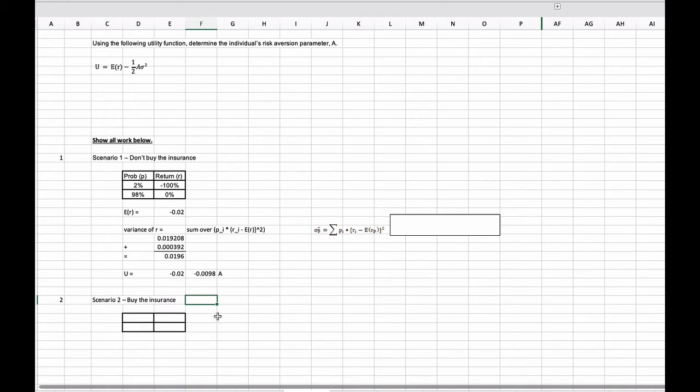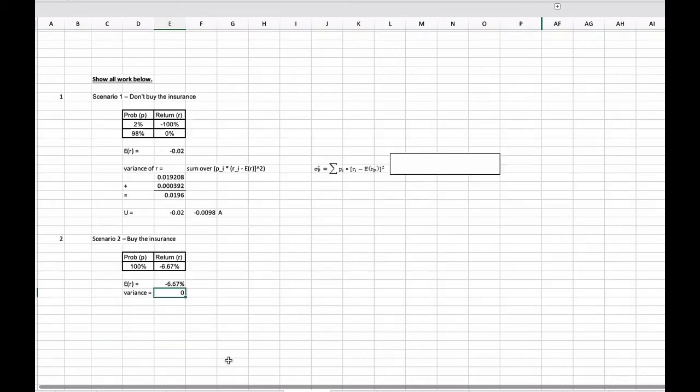It's certain if there's a fire, the person would not lose her wealth because the insurance would pay out, so there's no gain or loss. But the person must pay $20,000 for insurance premium. That's 100% probability. That's money out of her pocket, so the return is negative 20,000 divided by 300,000 equal to negative 6.67%. The expected return is also negative 6.67%, and the variance is 0.